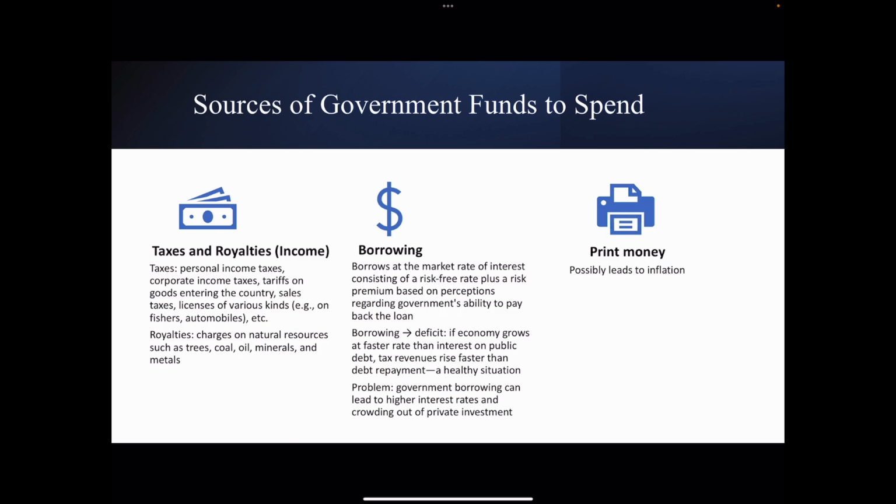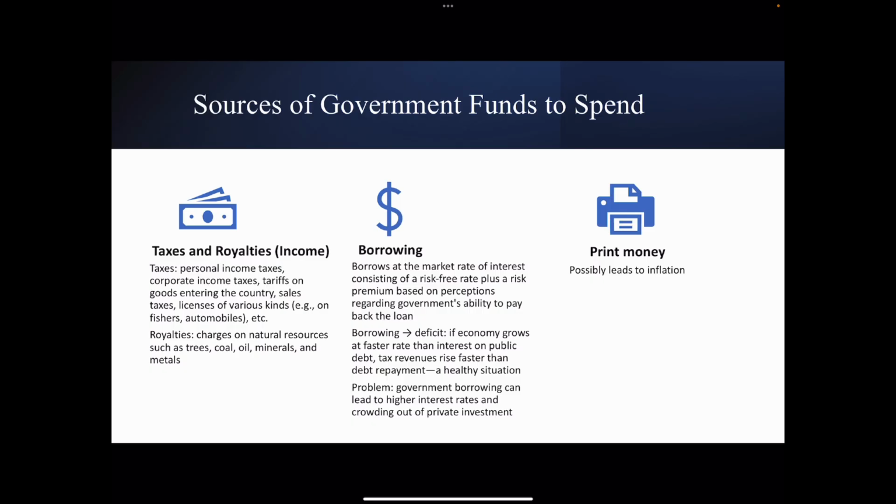For example, the province also taxes lumber exports. Taxes are the personal income taxes, corporate income taxes, tariffs on goods entering the country, sales taxes, licenses of various kinds, for example, fishing licenses, automobile licenses, driver's licenses, and you can continue. Royalties are the charges on natural resources such as trees, coal, oil, minerals, and metals.